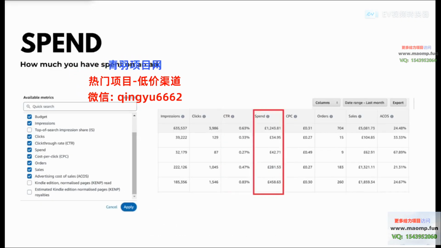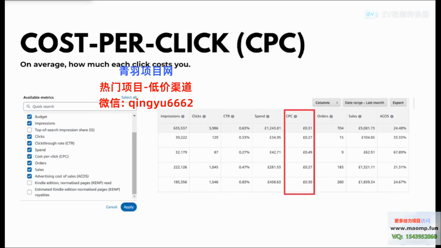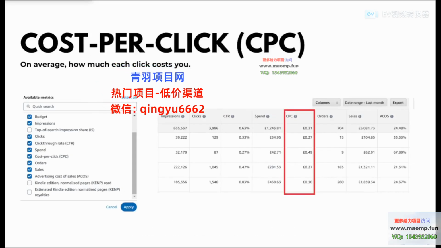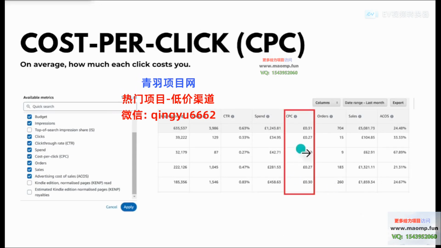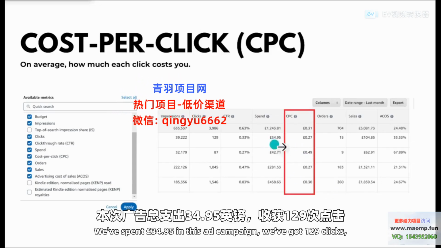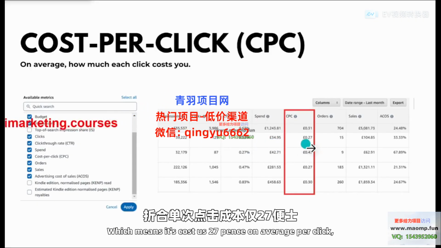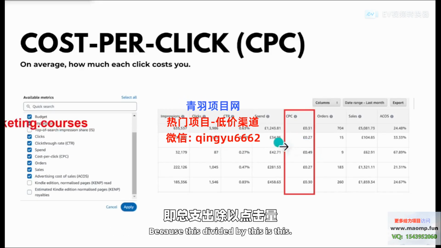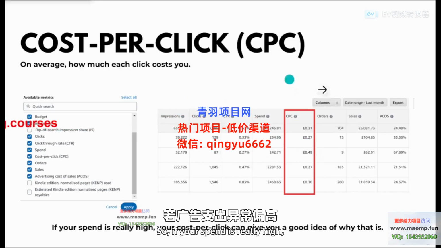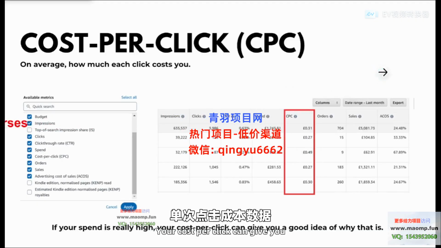Spend then, very straightforward, how much you have spent on the ad. You then have cost per click. So on average, how much each click has cost you. So you can see here, we've spent £34.95 in this ad campaign. We've got 129 clicks, which means it's cost us 27 pence on average per click, because this divided by this is this. So if your spend is really high, your cost per click can give you an idea of why that is.